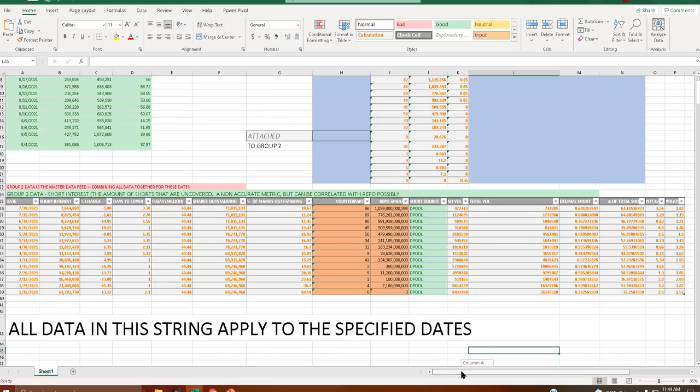So, for example, we're basing it around the short interest dates that are reported from the NYSE, which are the 15th of January, the 29th of January, the 12th of February, the 26th of February, 15th of March, 31st of March, 15th of April, 30th of April, 14th of May, 28th of May, 15th of June, 30th of June, 15th of July, 30th of July.